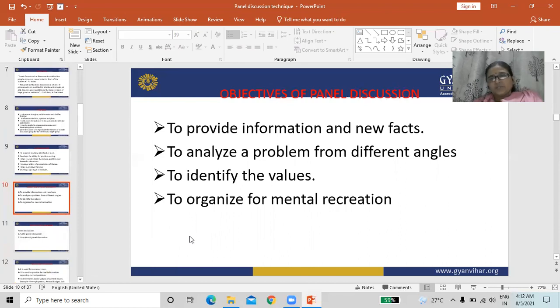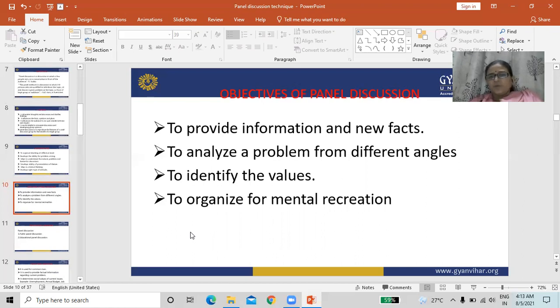Objective of panel discussion. What is the main objective of panel discussion? We will discuss here. To provide information and new facts. In panel discussion, panel members are well qualified. So they discuss a particular topic and they give us a conclusion. So they provide the information and new facts of a particular problem.